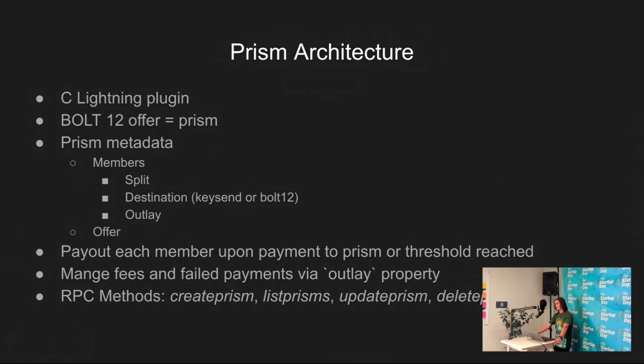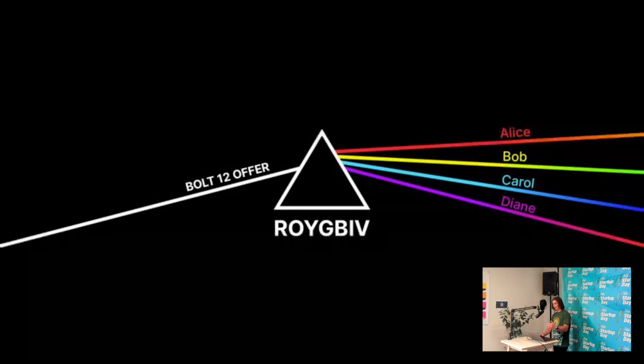And because the offer description gets encoded into the offer itself, you can never create the exact same offer again. So say you create a prism and you label it PlebLab and you delete it, then that will just disable the offer and you won't be able to create another prism and name it PlebLab. So I'm sure there's a way around this, but I haven't figured that out yet. And so this is what it looks like. A Bolt 12 offer comes in and then splits out to each of the members.